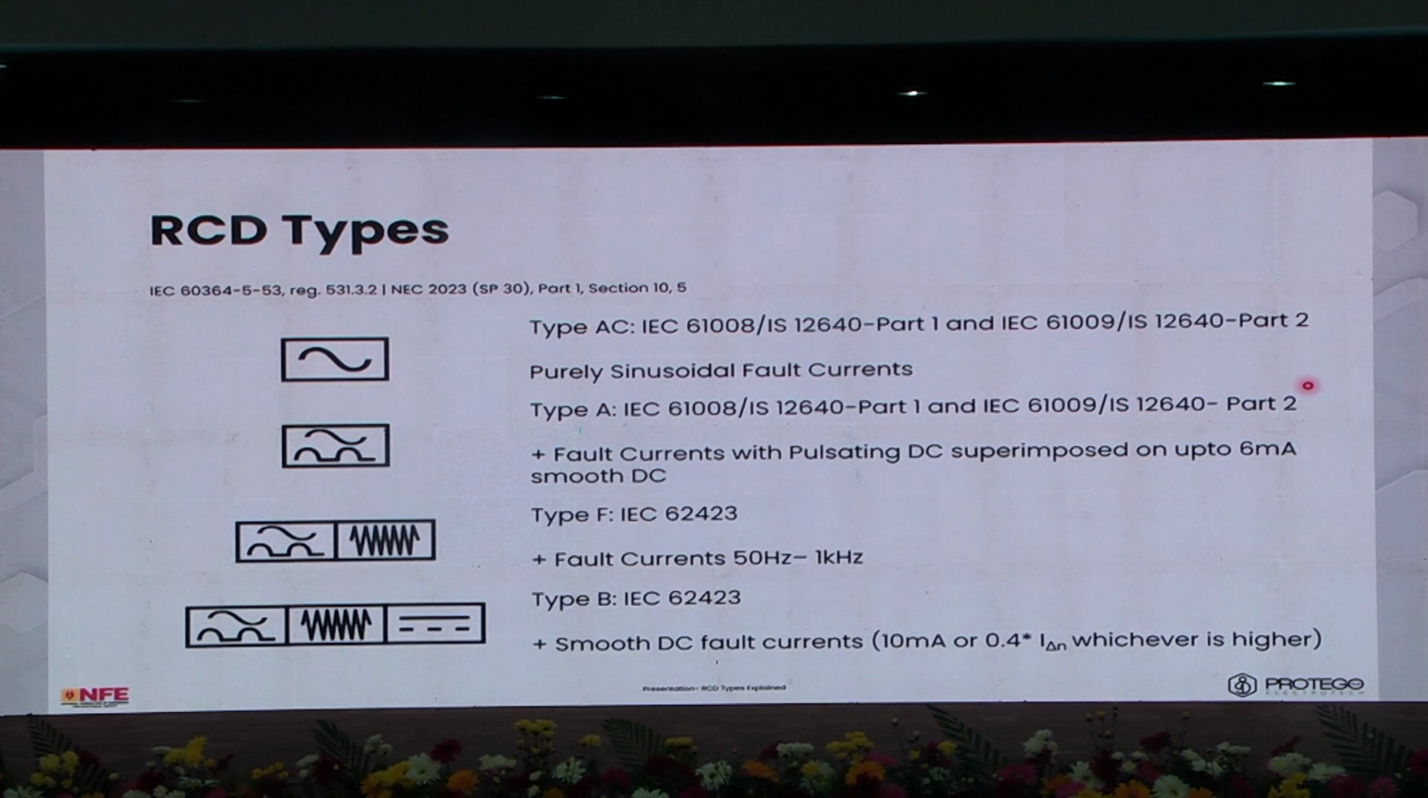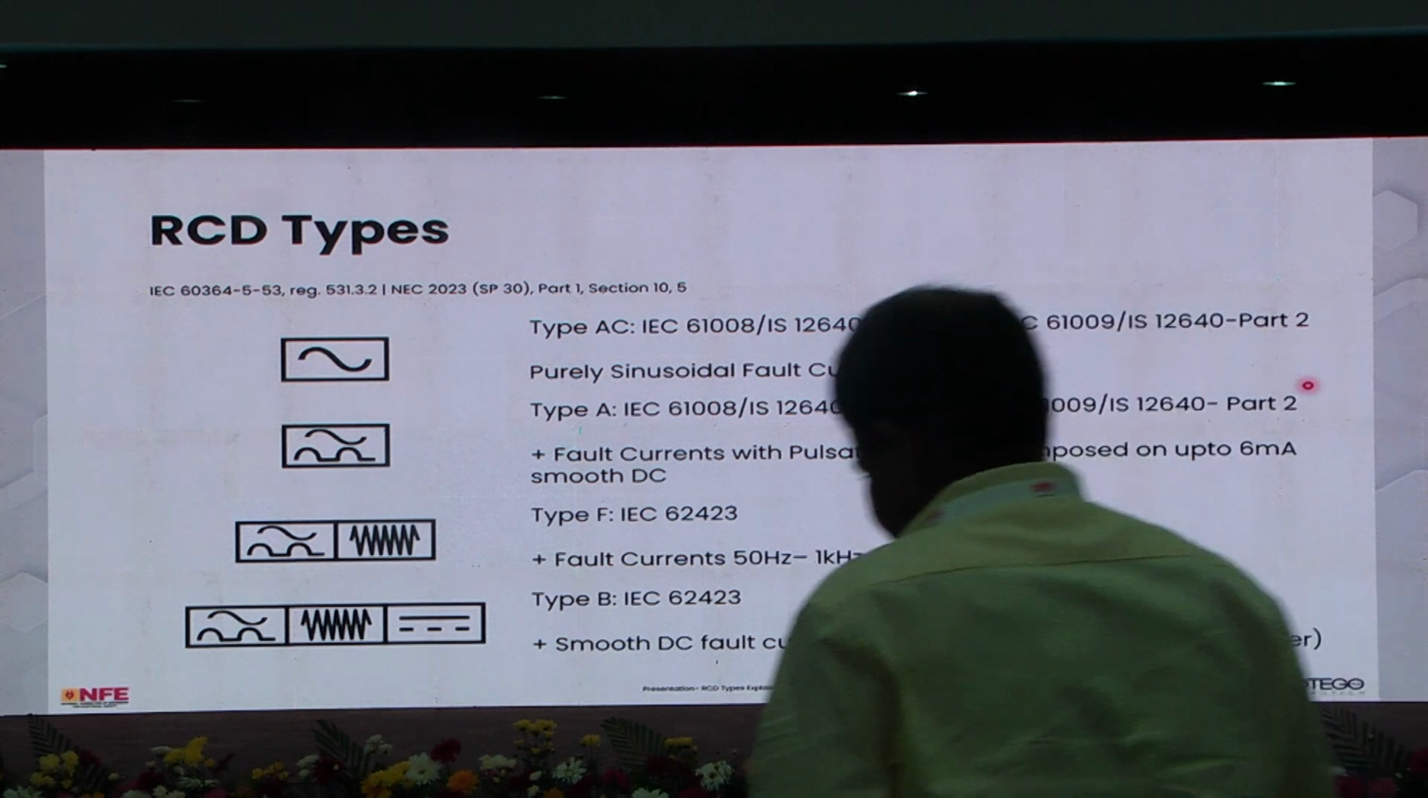Now the types of RCDs. I'm sure 99% of you sitting here would have installed type AC RCDs. I'd be very surprised, and I'd be more happy to know if you've installed type A's, F's, or B's. Now, from a manufacturing standard point of view, we have IEC 61008, which does type AC, or the equivalent Indian standard, which is 12640 Part 1. And if it's an RCBO, it's going to be 61009 or 12640 Part 2.